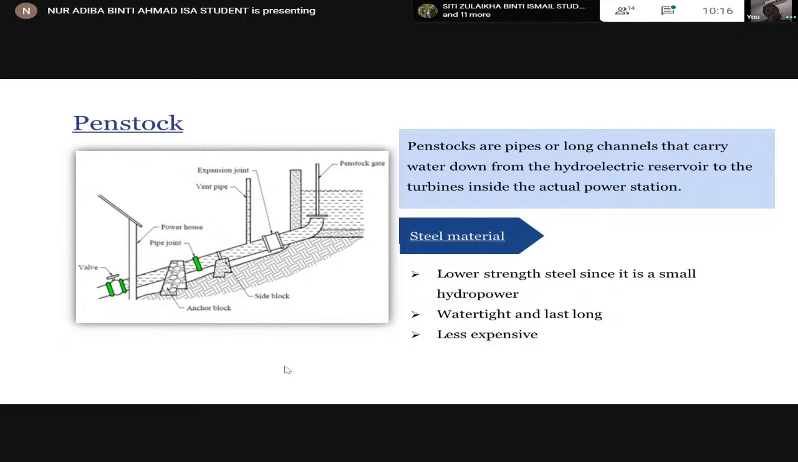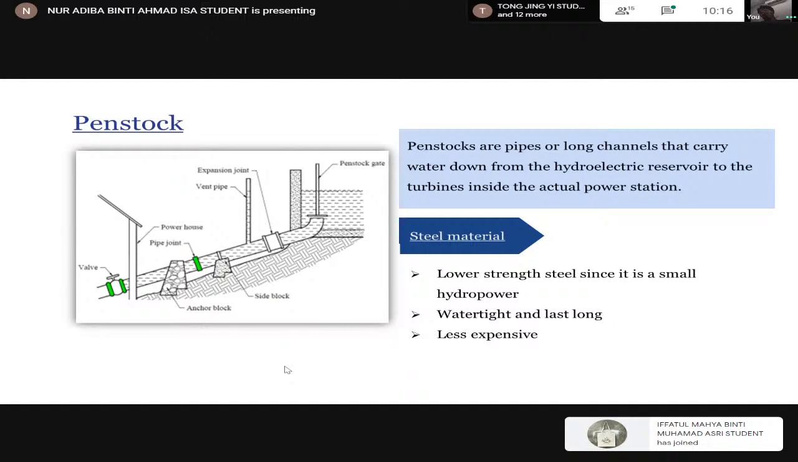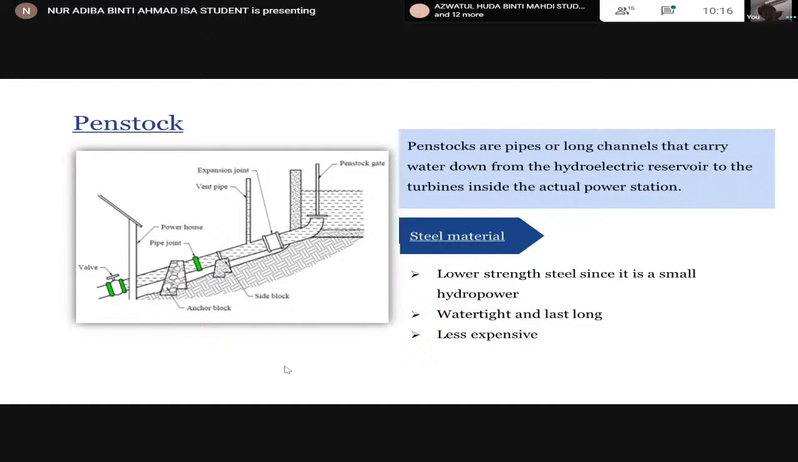The penstock is a pipe or long channel that will carry the water down from the hydroelectric reservoir to the turbines inside the actual power station. We use steel material because, although it has lower strength, since it is a small hydropower scheme, it is watertight, lasts long, and is less expensive.